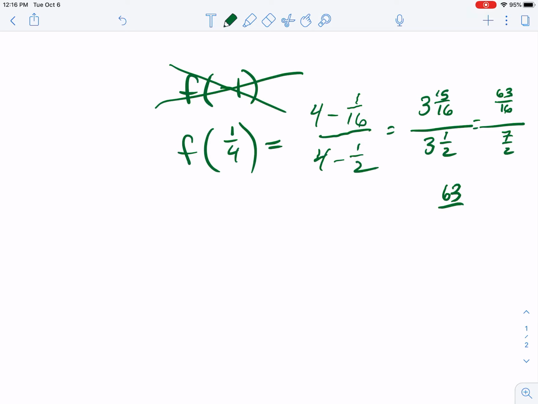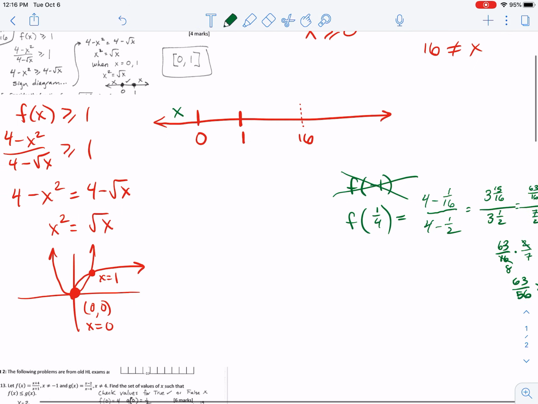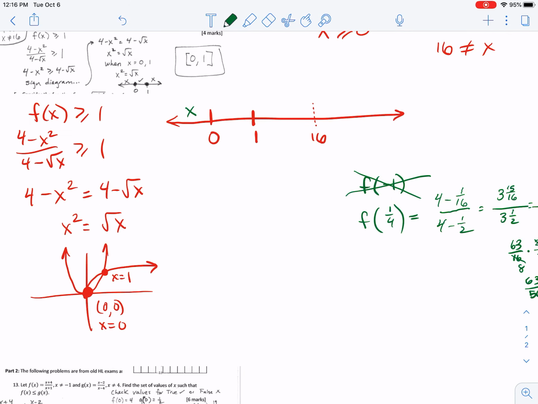But here's what I notice. 3 and 15/16 divided by 3 and 1/2. The top is bigger than the bottom, so when you divide that, it's going to be bigger than 1. So let me show you. When I divide by 7/2, that means I'm multiplying by 2/7. This becomes 8, so I have 63 over 56, which is indeed greater than 1. So when I plug in 1/4, I ended up making my f of x greater than 1, so this is valid.